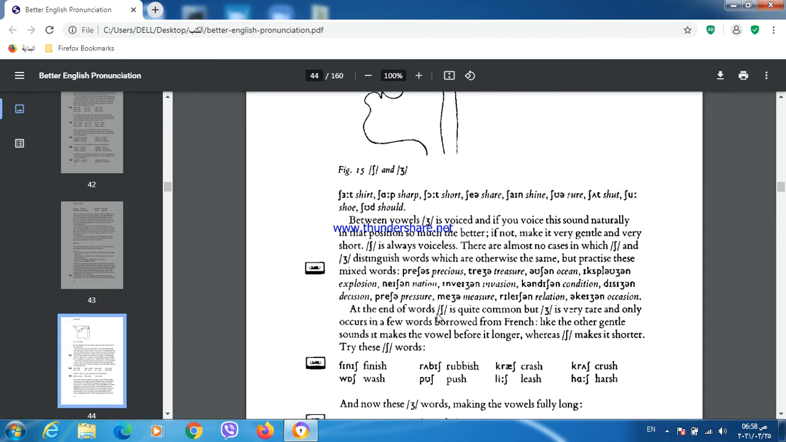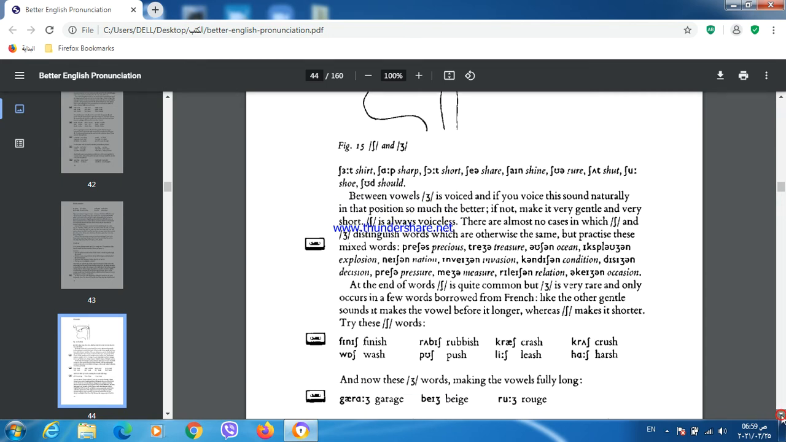At the end of words في نهاية الكلمات sh is quite common ممكن أنه يكون موجود لكن j is very rare and only occurs in a few words borrowed from French ودائما تكون في كلمات مستعارة من اللغة الفرنسية. Like the other gentle sounds, it makes the vowel before it longer whereas sh makes it shorter. مثل بقية الأصوات الج راح تجعل الصوت أطول لكن الش تجعله أقصر. For example, if I say finish, rubbish, crush, wash, push, leash, and harsh.